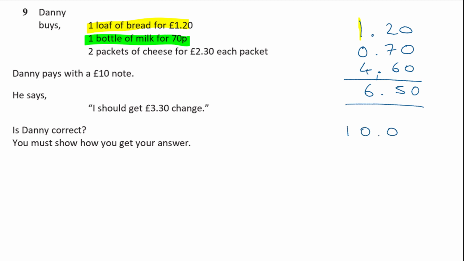So if I've got £10 and I deduct £6.50, what do I get? 0 take away 5, can't do that, I'm going to have to borrow 1 from there. So that becomes 10, but then I'm going to borrow 1, that becomes 9, that becomes 10. 10 take away 5 is 5, 9 take away 6 is 3. So that's £3.50. It's probably just as easy to add on to £6.50 and get up to 10 actually. But either way, you're going to get £3.50, which is not £3.30.